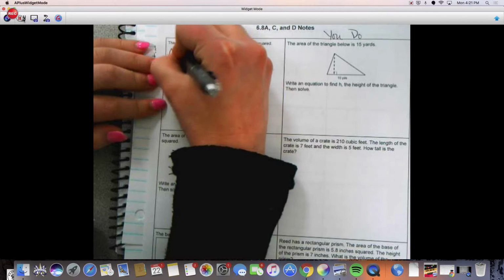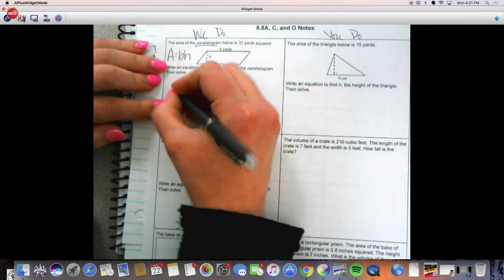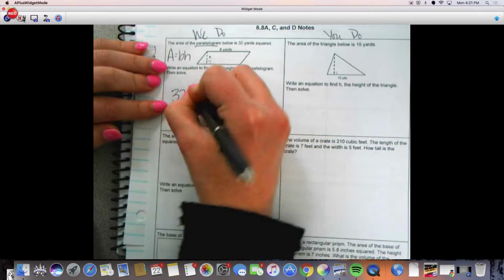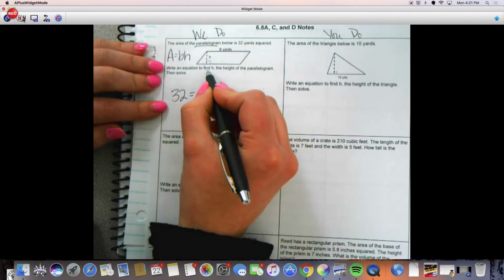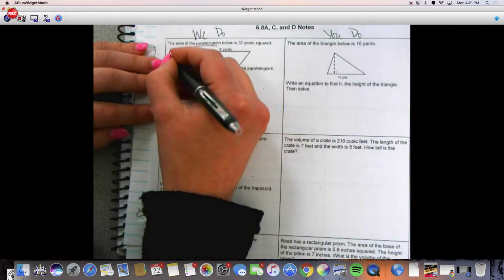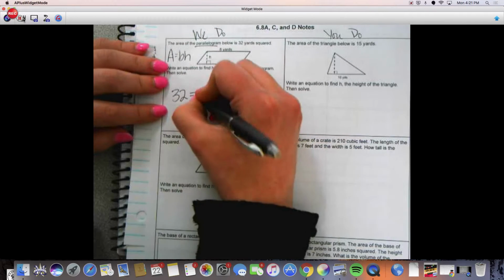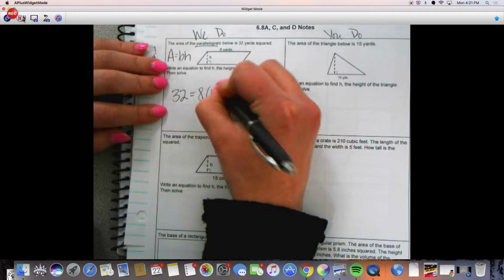Looking at number one, the area of the parallelogram. A equals base times height is 32 yards squared. They told me the area, so I'm going to write 32 equals, because that's the area. Write an equation to find h, the height of the parallelogram, and then solve. Well, I know area equals base times height, so 32 equals 8 times h.